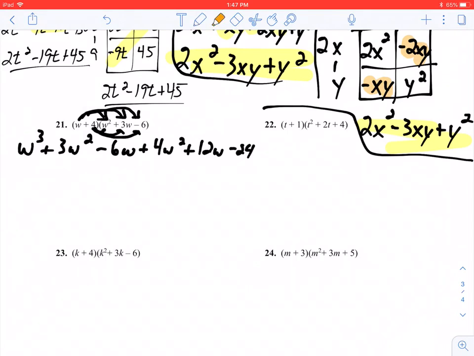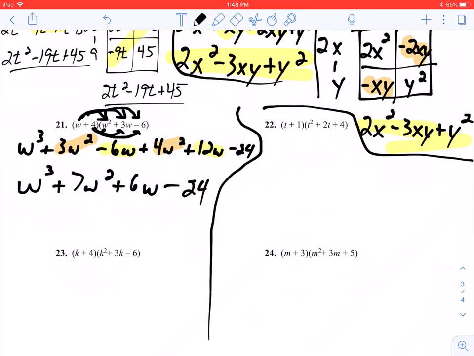Now, from there, you need to combine your like terms. So I'm going to highlight the like terms. Here are like terms. The w squareds are like, and then the w terms themselves are like terms. So we only have one w to the third. 3w squared and 4w squared is 7w squared. Negative 6w plus 12w is positive 6w. And then followed by minus 24. And there you go. That's the first one. W to the third plus 7w squared plus 6w minus 24.